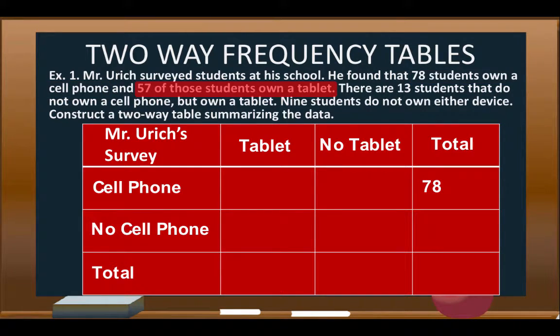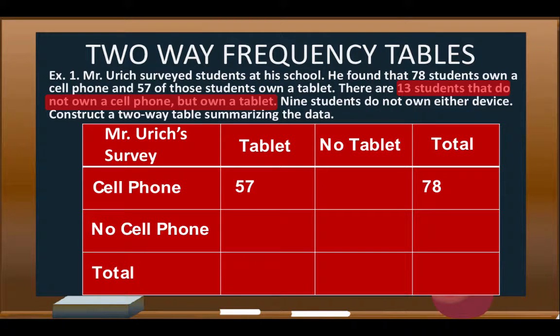The next part says 57 of those students own a tablet. So we're still on that cell phone row. We're still only talking about students who have a cell phone. And then of those students, 57 of them have a tablet. So that 57 is going to go under tablet.